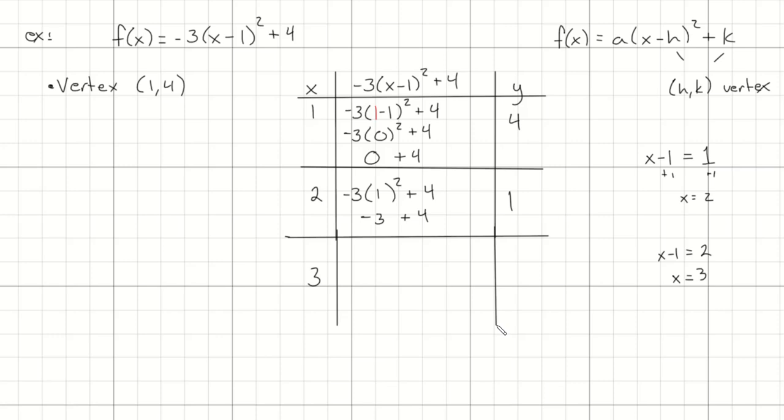Going okay over here, guys? I got -8. Same. -8? Yeah. So I'm going to check. We have -3 times, what's 3 minus 1? 2 squared plus 4. So this is -3 times 4 is -12. Plus 4 is -8.